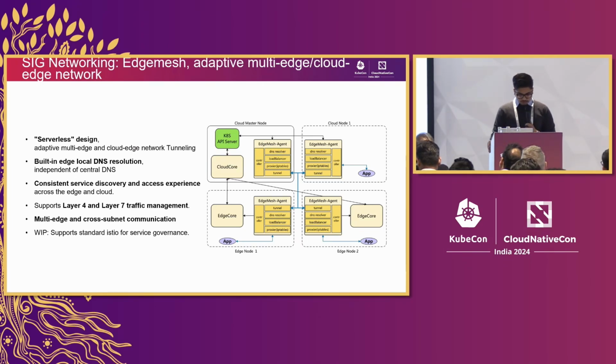Then there is support for layer 4 and layer 7 traffic management. Layer 4 is basically for basic data like TCP and UDP, and layer 7 is for application level data like HTTP, HTTPS, etc. Then another work in progress is to enable Istio for self-governance.